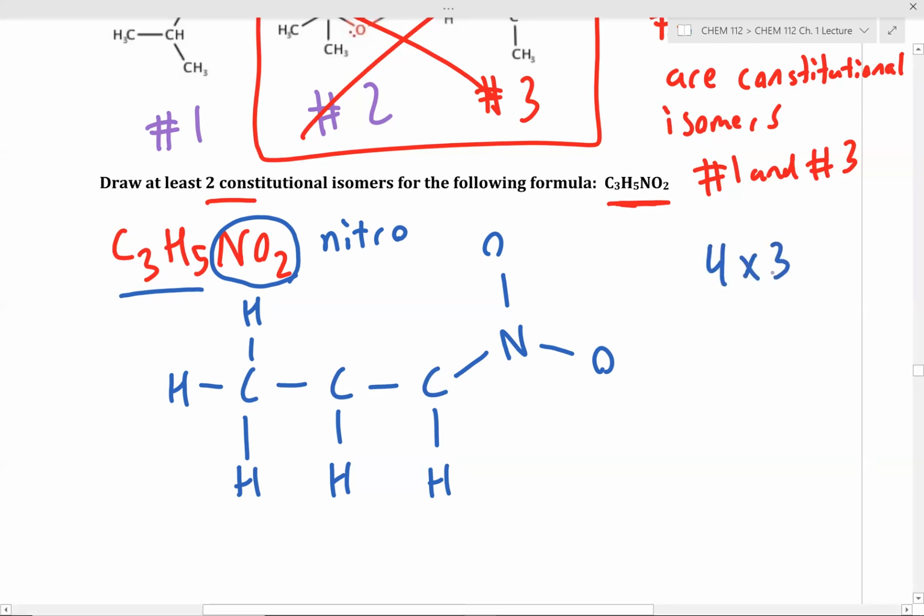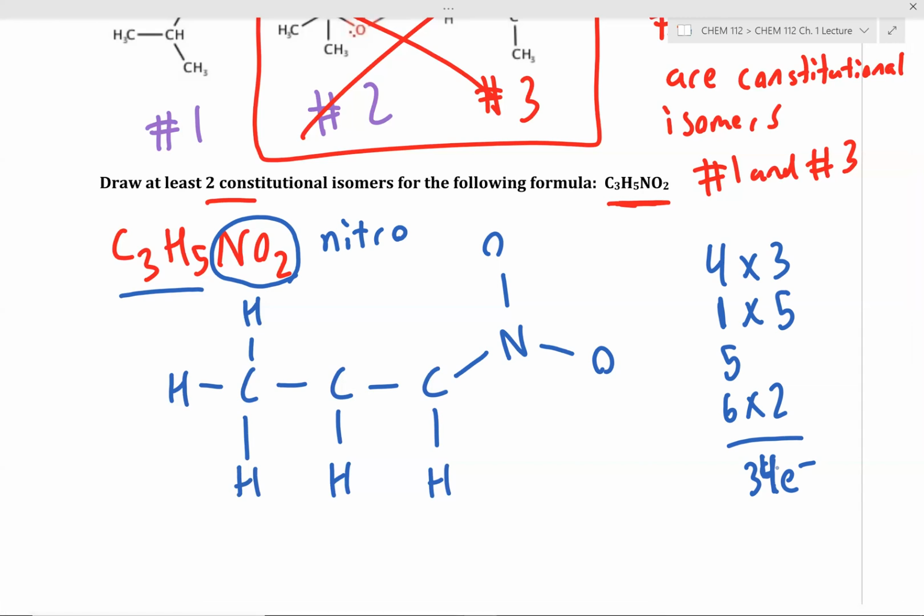Carbon contributes 4, and we have 3 carbons. Hydrogen contributes 1, we have 5 hydrogens. Nitrogen contributes 5, oxygen contributes 6, and we have 2 of them. So 17, 22, 34. We have 34 electrons to work with. We have formed 1, 2, 3, 4, 5, 6, 7, 8, 9, 10 bonds. So we've used up how many electrons? 20. Yep. So we have a total of 14 electrons remaining.